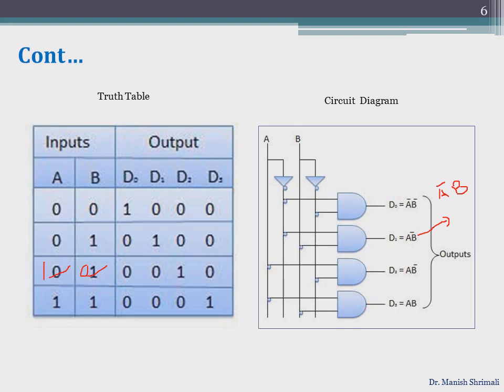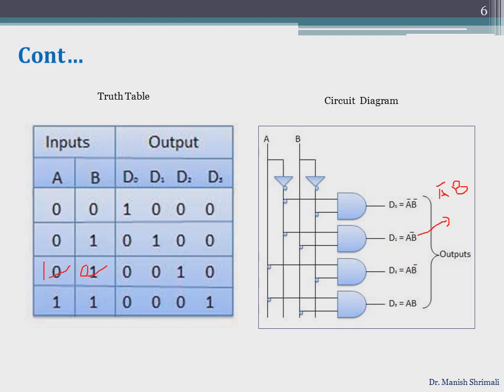Similarly, D1 is high when it is coming from here. So this is A bar and B. This is A bar B. So let me correct this over here, actually it is a bit confusing. This is A bar and this is B. Okay, this is A bar B. Here you can see that this is A B bar.